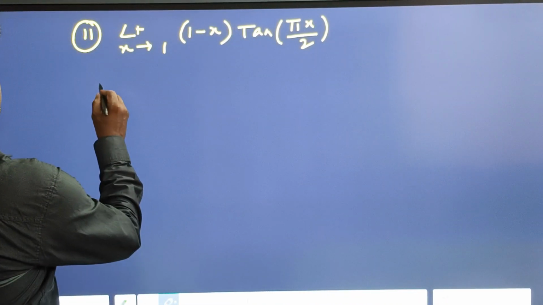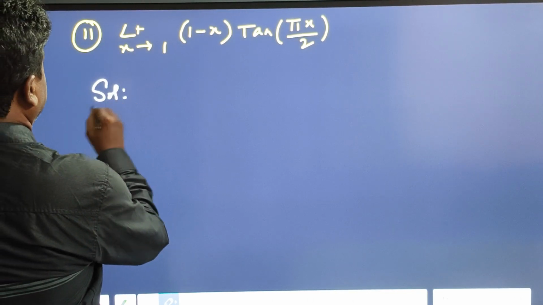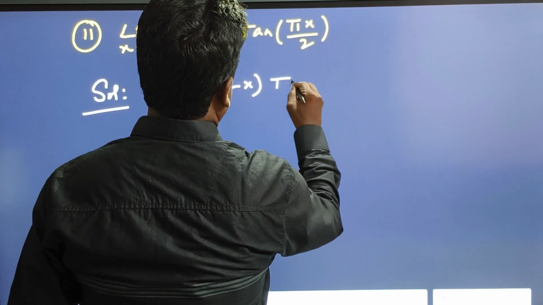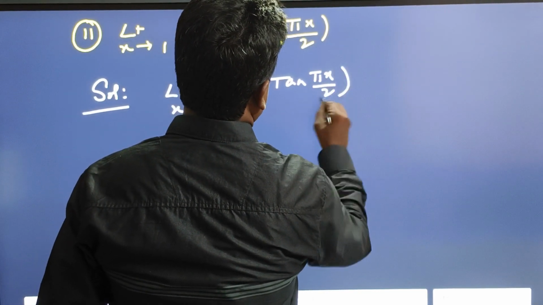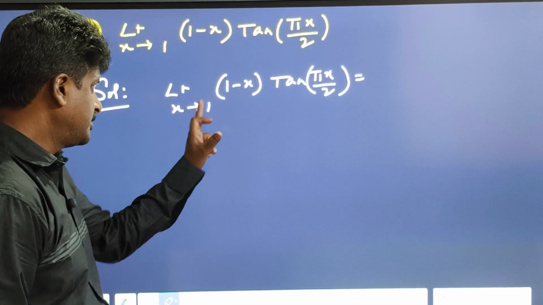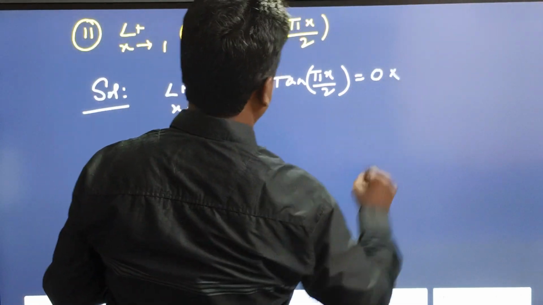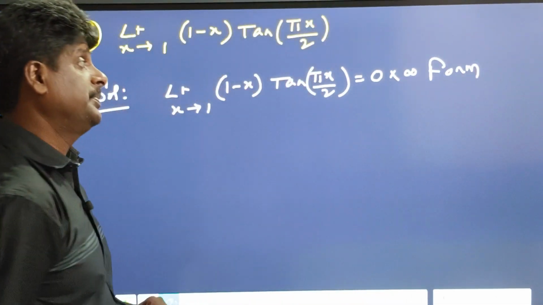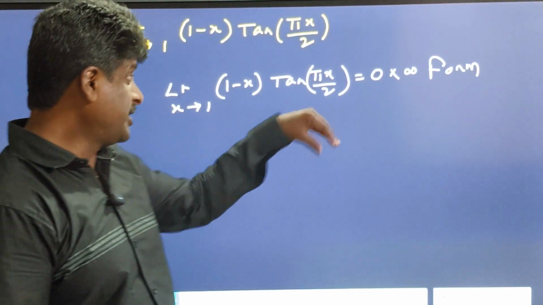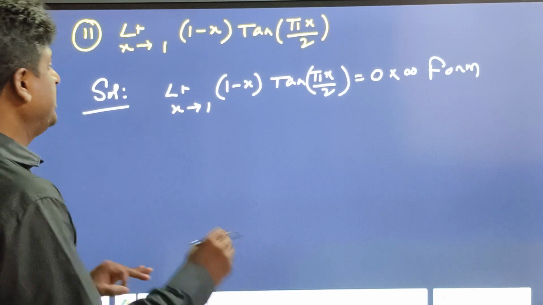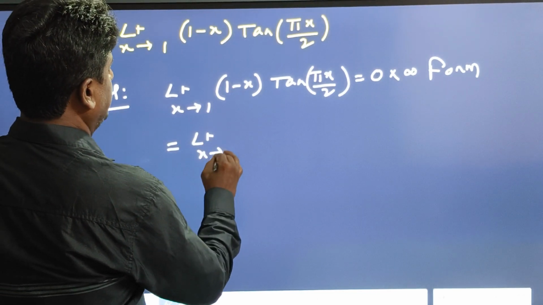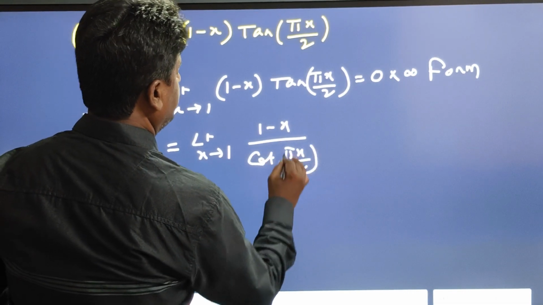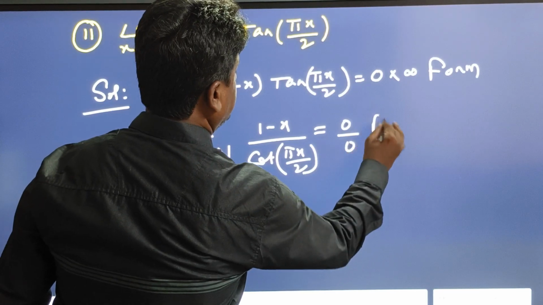Limit x tends to 1 of 1 minus x into tan pi x by 2. Applying the limit, 1 minus 1 is 0 into tan pi by 2 is infinity. 0 into infinity is an indeterminate form. In order to solve such questions, we need to convert the given question into either 0 by 0 or infinity by infinity form. Now it is converted to 0 by 0 form.